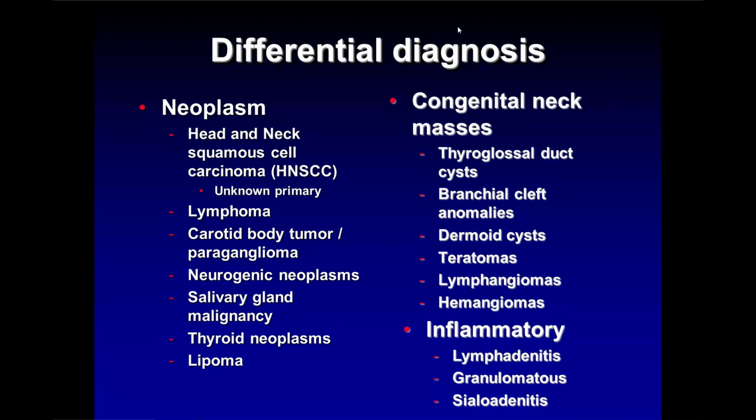Others are neurogenic neoplasms or paragangliomas, carotid body tumors, which we'll talk about a little bit later on. Another consideration is salivary gland malignancy, thyroid neoplasms, which have been addressed elsewhere, as well as lipoma. Those are, in general, the ones that we tend to see most of. There's also the possibility of this being a congenital neck mass, and I'll look at how to delineate what age group is highest risk for each of these. These congenital neck masses include thyroglossal duct cysts, branchial cleft cysts, dermoid cysts, teratomas, lymphangiomas, and hemangiomas.